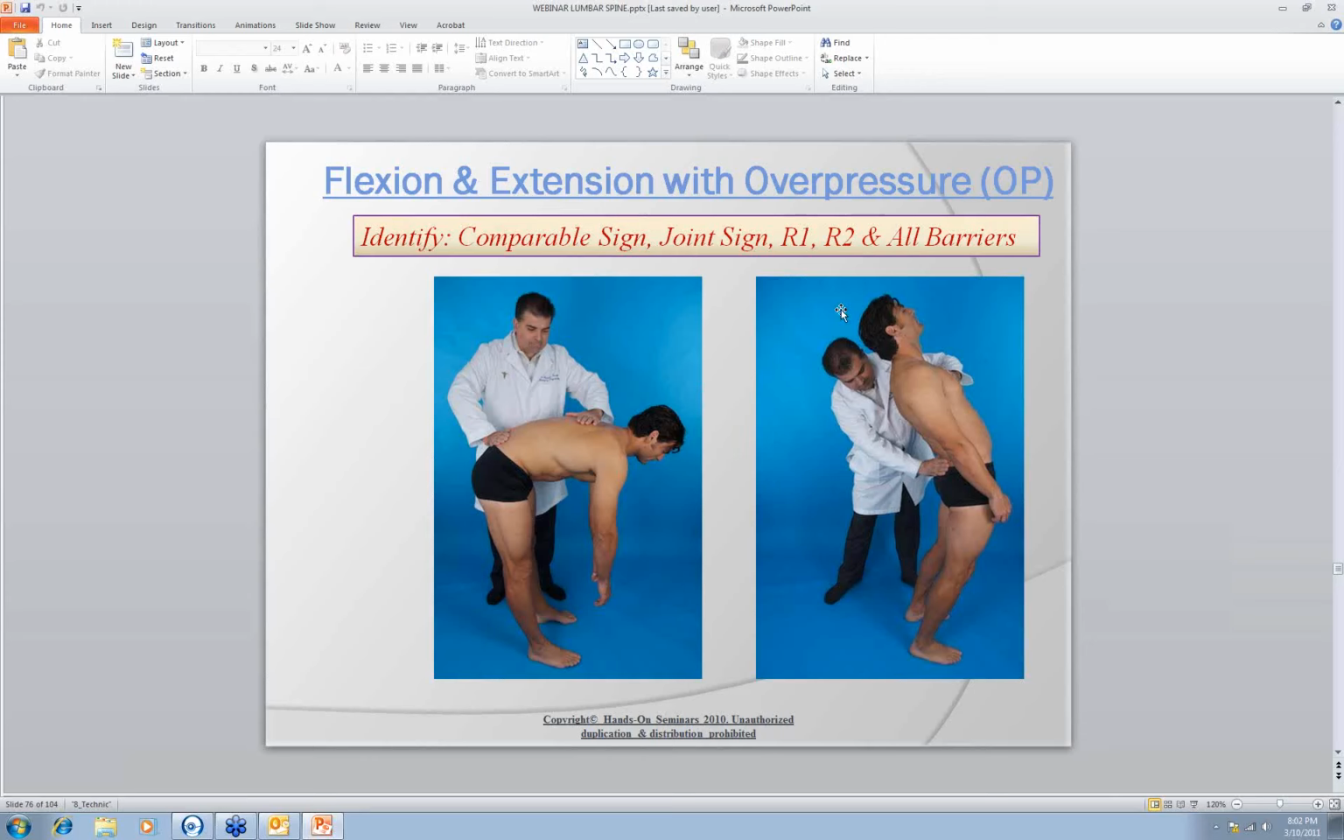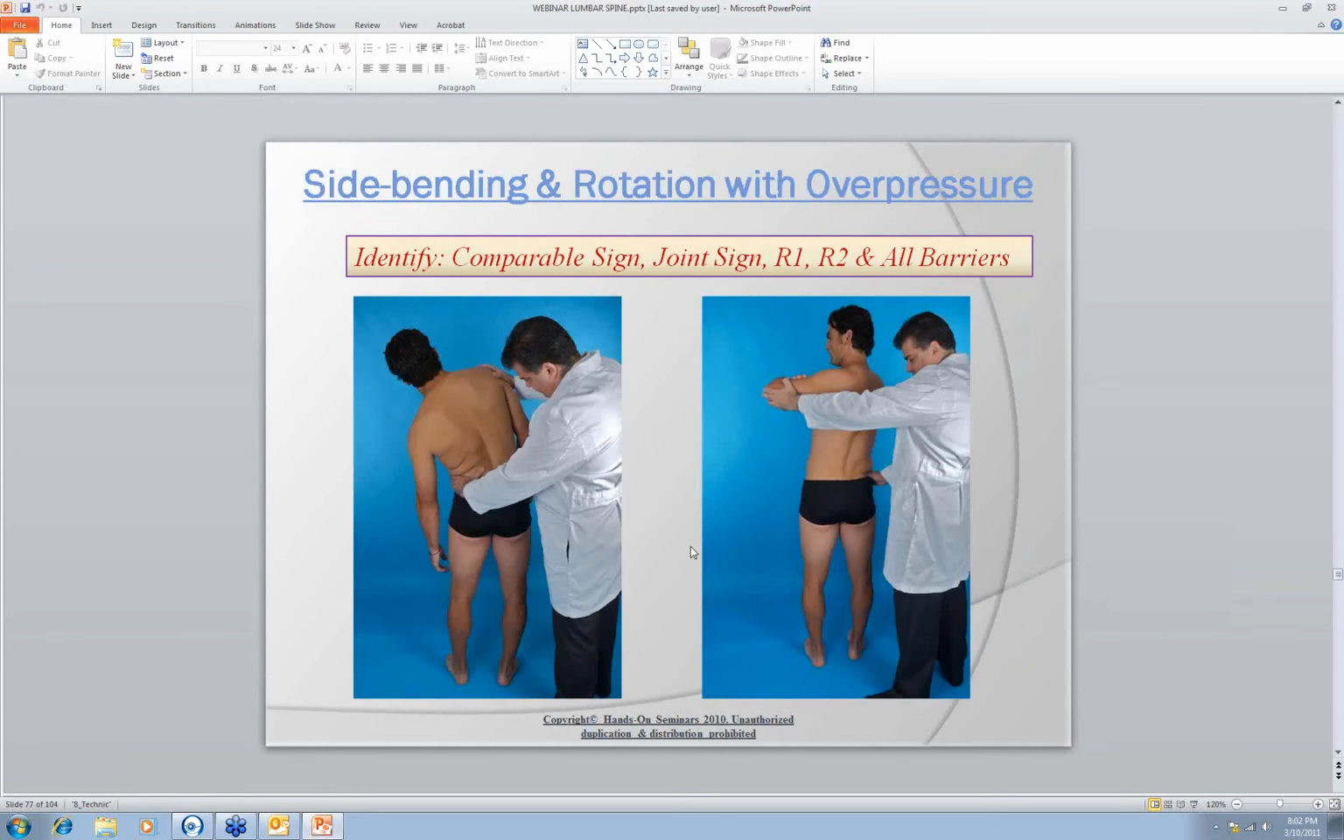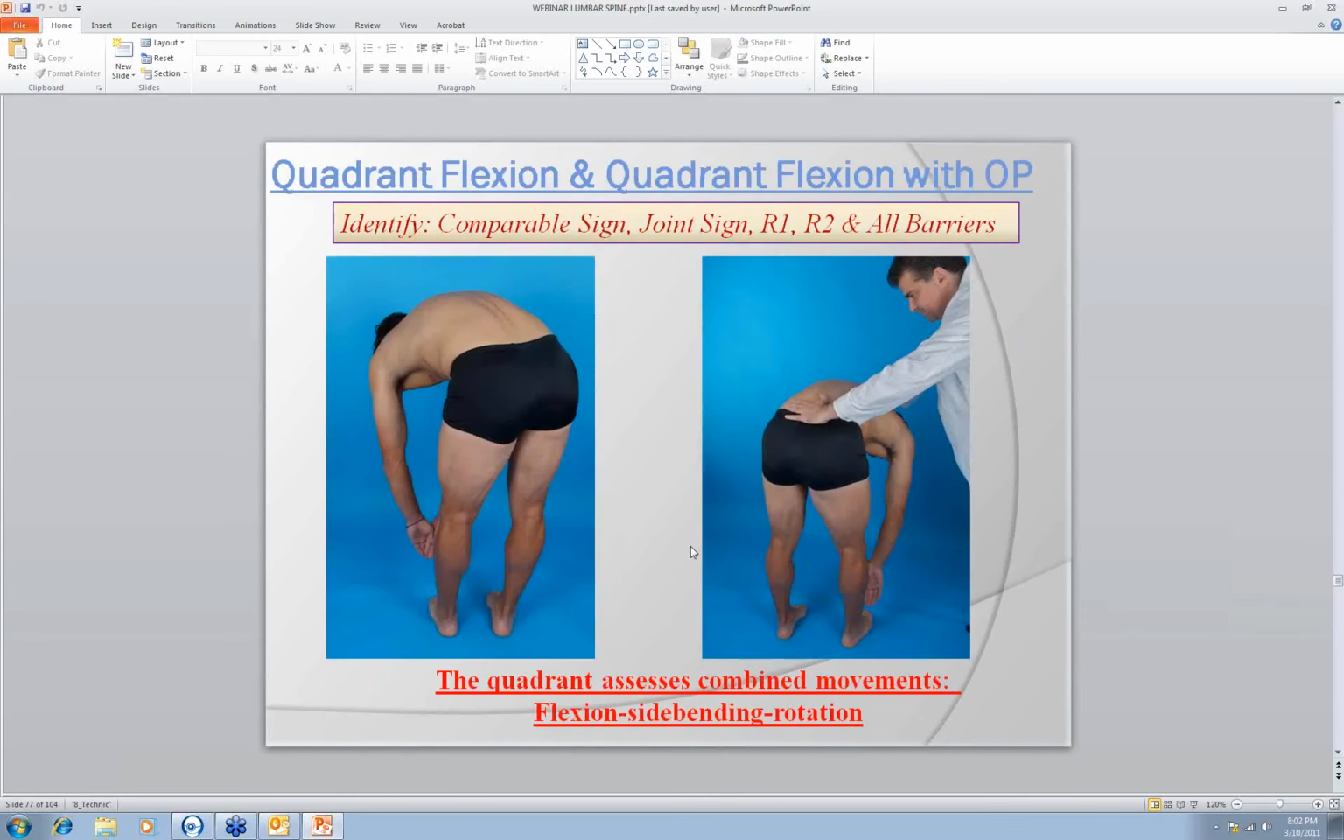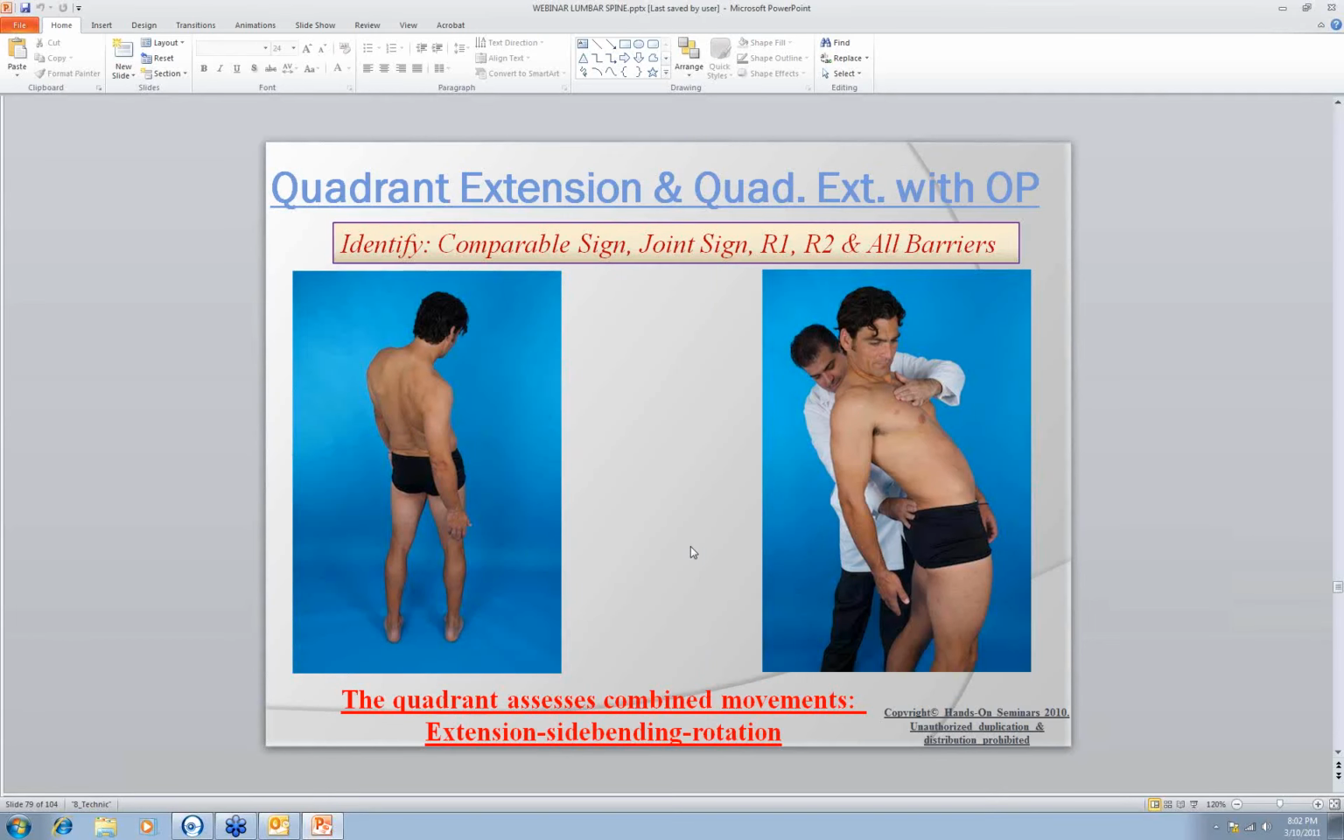But also we look at the restrictions, the R1, the R2, all the barriers that exist. We look at side bending, rotation, and we apply also overpressure. And then we have something called combined movements or quadrant movements. We have flexion quadrants and extension quadrants that we assess. And all these, in order to produce either comparable signs, joint signs, or to evaluate level of restriction during the movement.